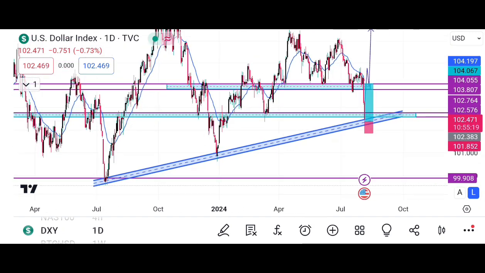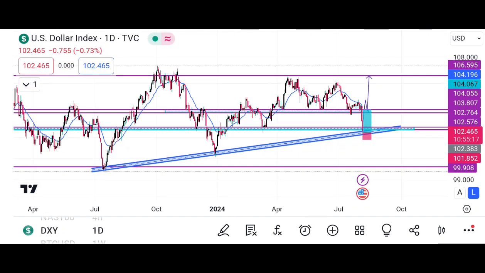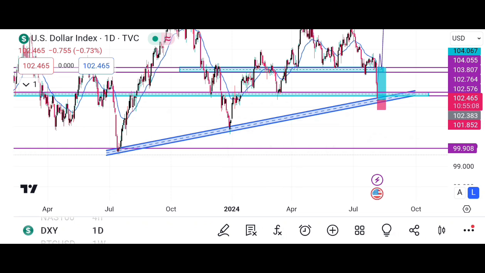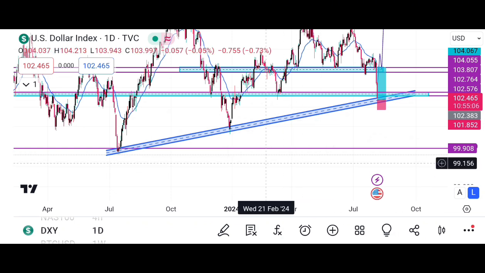So firstly, we are going to be dealing with the regular pairs that we usually do, but I'm just going to analyze 3 pairs for you guys. So with the DXY, guys, I've already analyzed the DXY. Let me tell you why I've analyzed the DXY the way I've analyzed it.